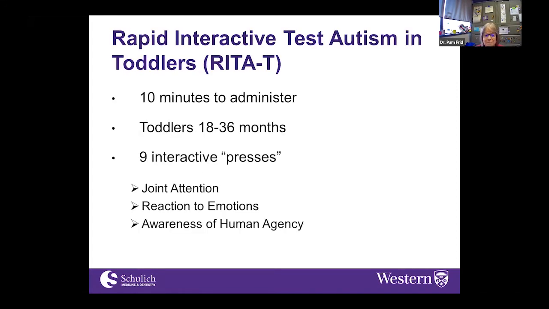The Read-A-T that I mentioned before, as I said, it does take training, but if you want to learn how to do it, it's a very easy test to learn. It just takes a day. It takes about 10 minutes. It's similar. It looks at joint attention, how children react to emotion, and their awareness of human agency, which is really about their social connectedness. And these are 3 of the features that you see in autism spectrum disorder. So it's a very useful tool for that as well.